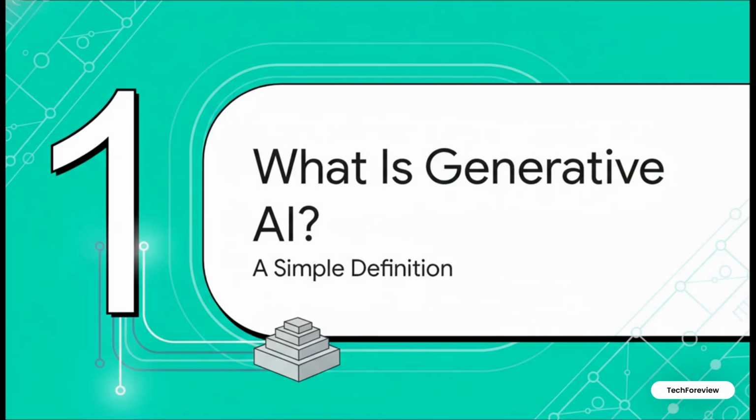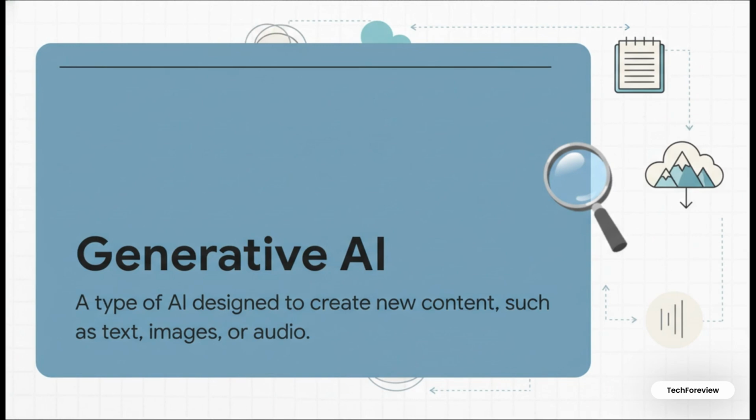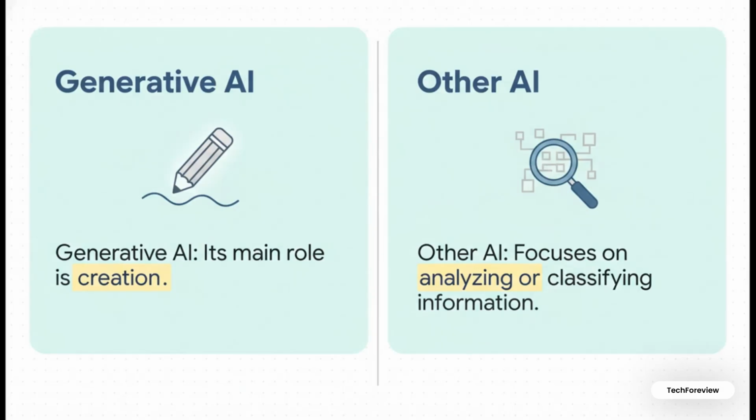So, let's start with the basics. To understand where it fits, we first need a very simple definition. At its core, generative AI is a type of AI that is designed to create new content. That content could be text or images or even sound. Its main purpose is simply to produce something that didn't exist before. And that's really what makes it different from other kinds of AI. You see, many AI systems are built to analyze things or to help make decisions. Generative AI, though, is built to create.